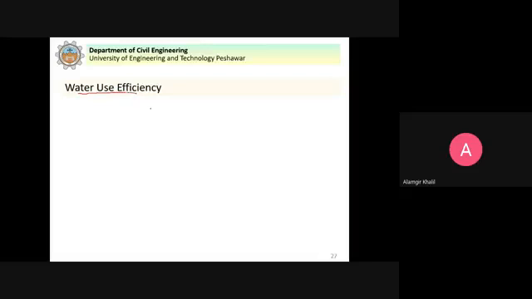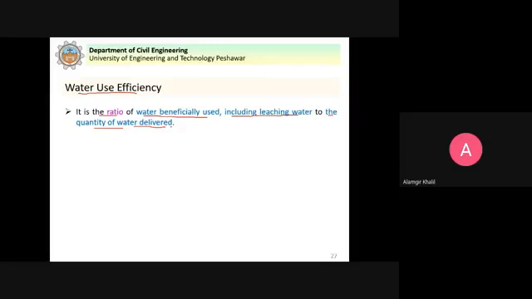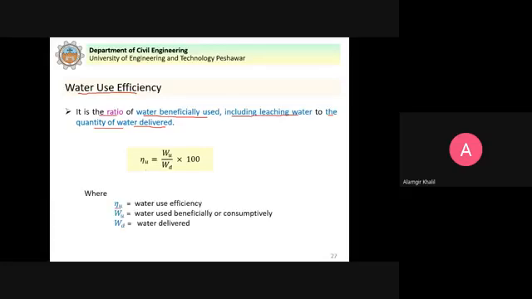Next, we have water use efficiency. It is the ratio of water beneficially used, including leaching water, to the quantity of water delivered. Mathematically, it is given by this expression where eta U is the water use efficiency, W sub U is the water used beneficially or consumptively, and W sub D is the water delivered.